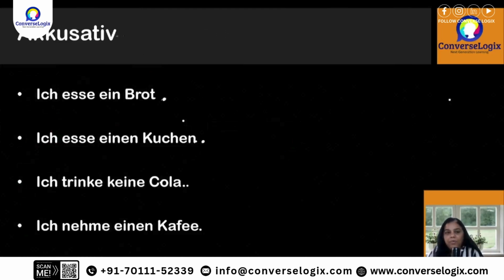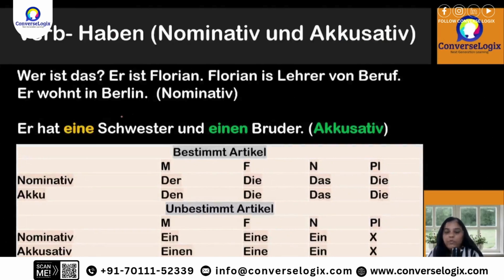Why I'm doing these verbs, and what about accusative, right? Accusative I have explained you already. So let's do the explanation one more time. We have the sentence structure which is nominative and accusative.